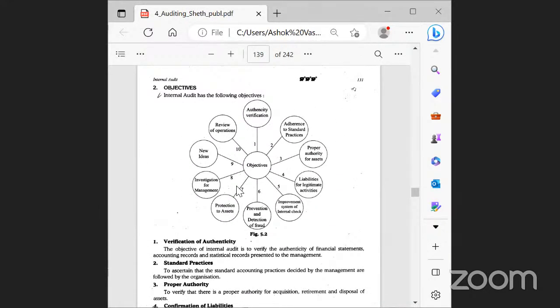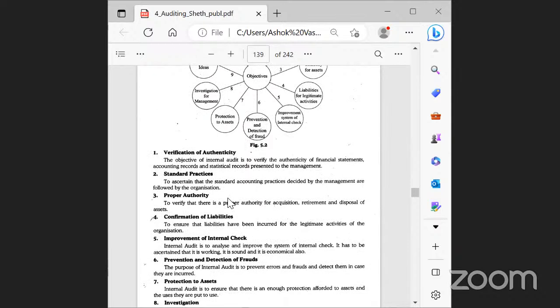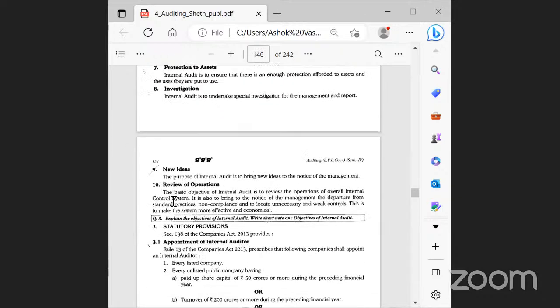So the objectives of internal audit. We verify the authenticity. Standard practices are being followed or not, that we come to know. Whether for every transaction there was authority or not, confirmation of liabilities is done. We go through this.